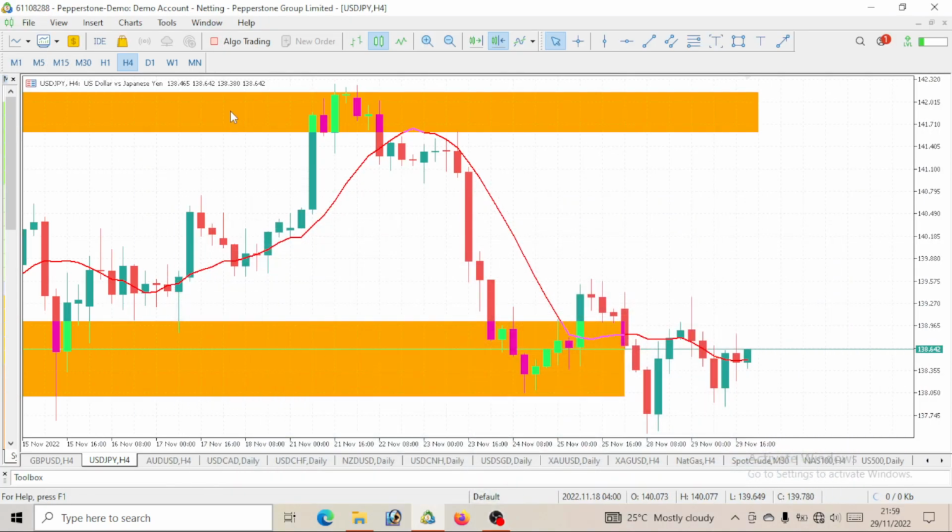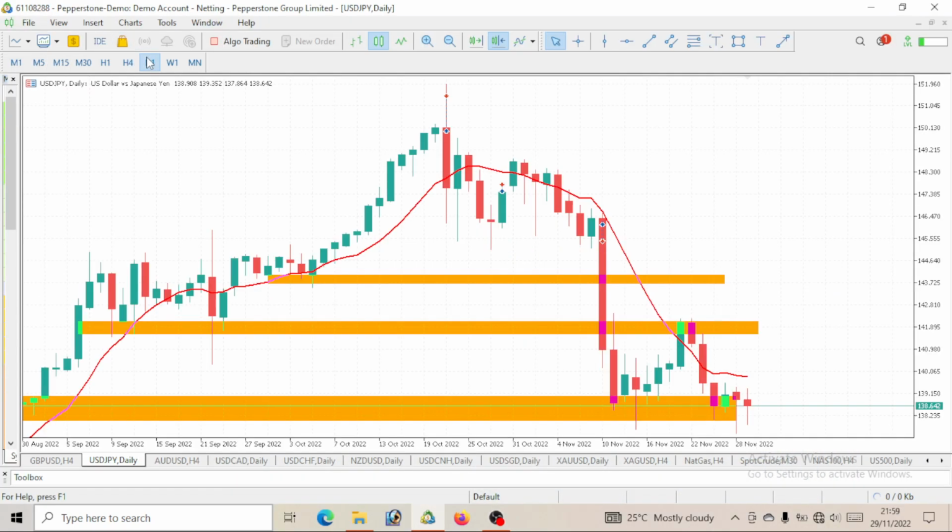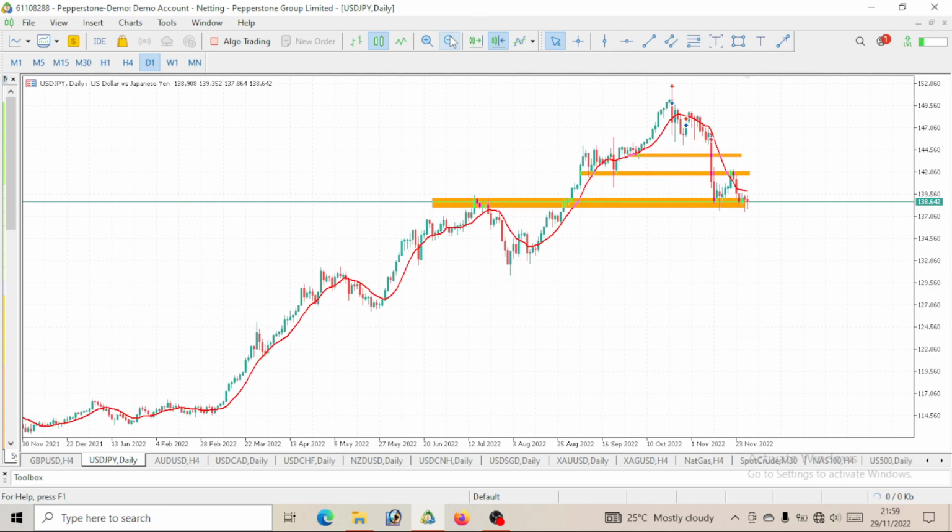Okay, guys, what we have here is USDJPY. So let's do a quick analysis for this trend on USDJPY. For the trend, you can see this is a bullish move. USDJPY has been giving us a bullish move.